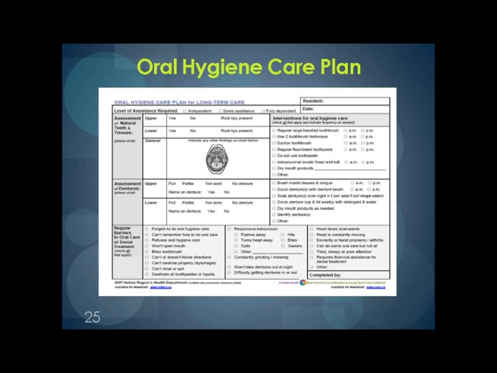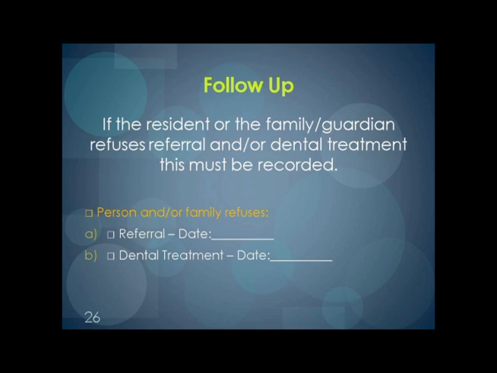The top left corner can be completed using information that is collected from the OHAT. In the lower portion, outlining barriers should be completed with input from the caregivers who work regularly with this client or resident. The top right section will require input from a dental professional or a caregiver with some dental training. In terms of follow-up, if the resident or the family or guardian refuses referral and/or dental treatment, this should be recorded. This will complete the whole case management process.